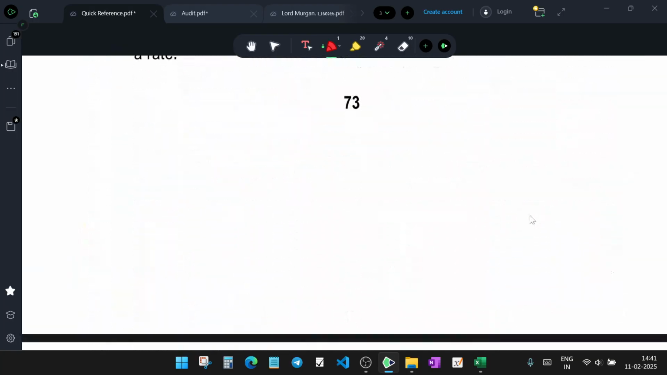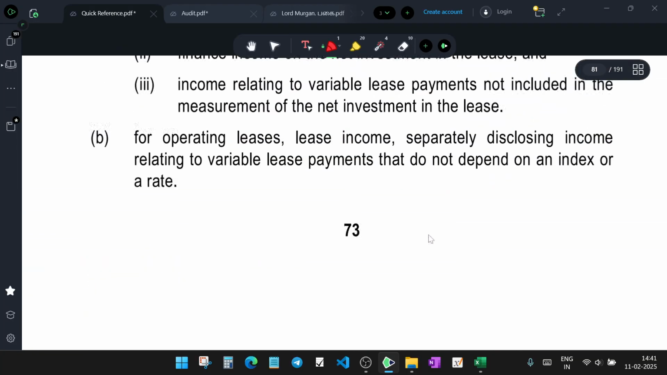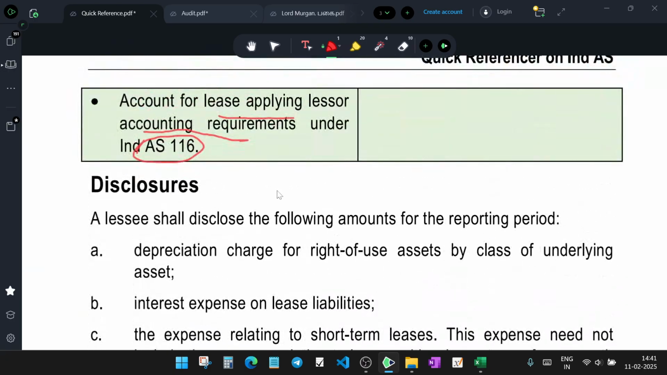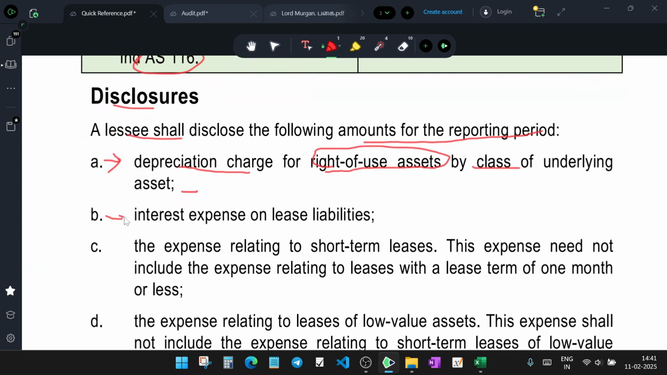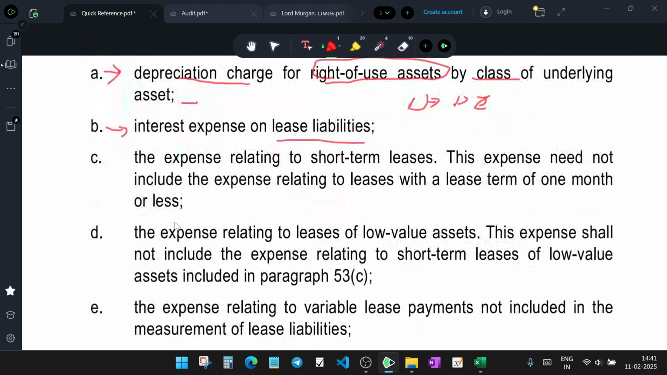So what are the disclosures needed? The lessee shall disclose the following amounts for the reporting period. The depreciation charge for right-of-use assets by class of underlying asset. So this is the depreciation for the lease. Interest expense on lease liability: the total amount I paid, and this is the principal and this is the interest, separating it. Expense relating to short-term leases.